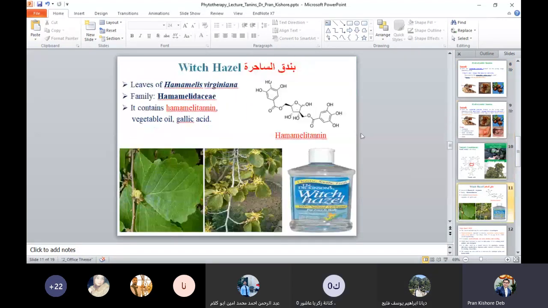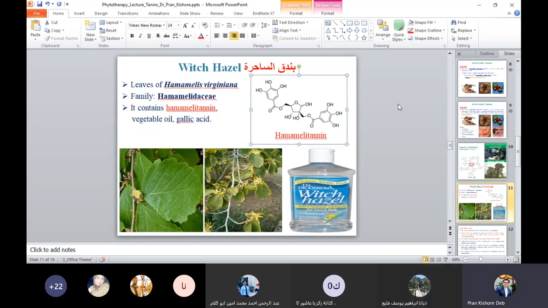Okay. Witch hazel. What is the name of the constituents of witch hazel? Tannin. It's an example of hydrolyzable or condensed tannin. Hydrolyzable. Okay. So total how many hydrolyzable tannin examples have you studied in this chapter?